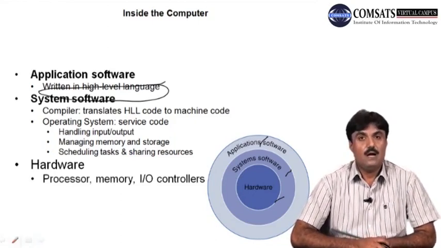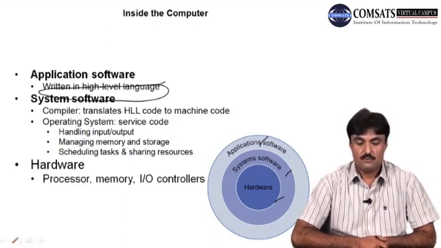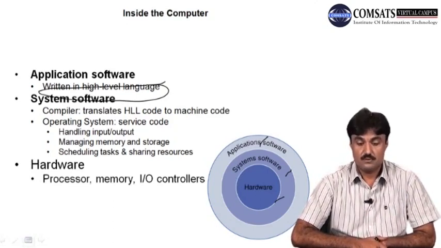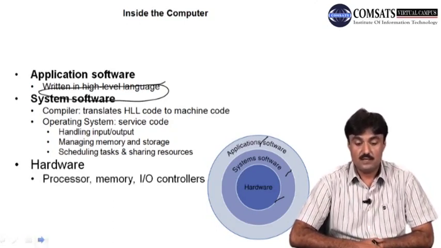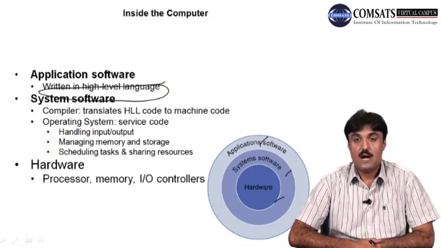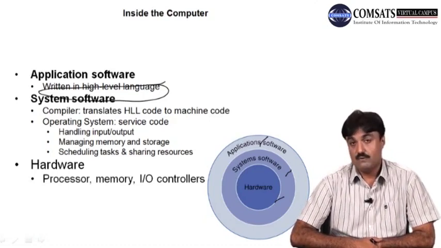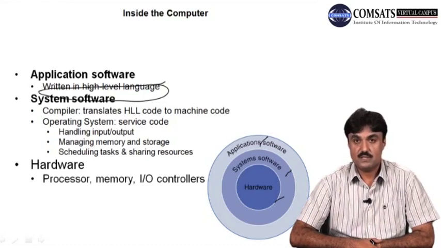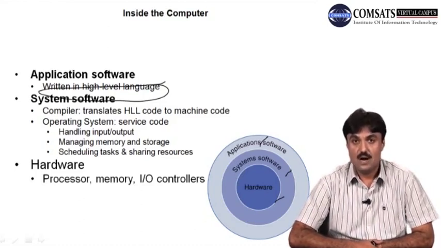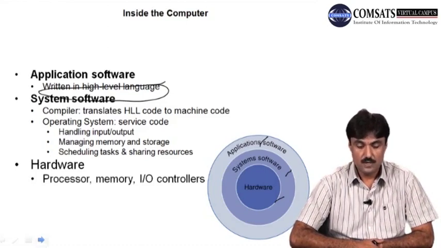And other than this application software, we have system software. So these system softwares are operating systems and compilers. And these compilers translate high-level language code to the machine code so that the machine can understand. We will discuss how we can translate high-level language code into the machine language code, and what is machine language code, how does the machine understand that code.